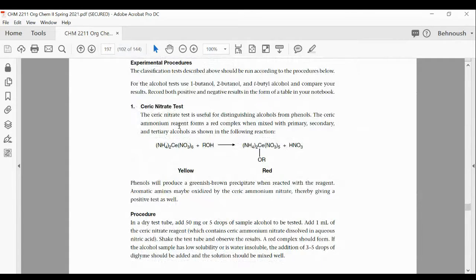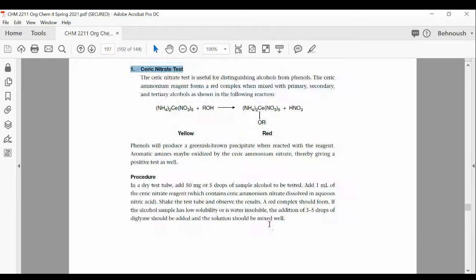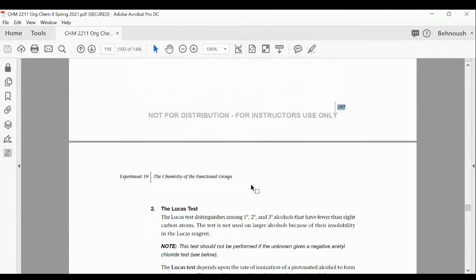And I want you to look at, like, a ferric nitrate test. It tells you how it works, and it gives you the procedure, and it tells you if you get a strong color, you know that you have alcohol, and if not, it's not going to be alcohol.